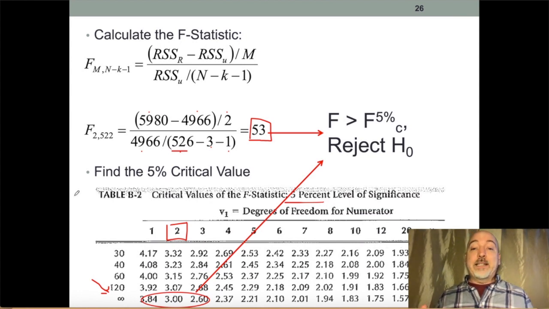So taken together, experience and tenure are jointly significant. That would be the conclusion. So you should be comfortable walking through something like that.